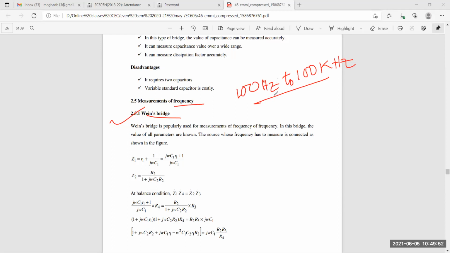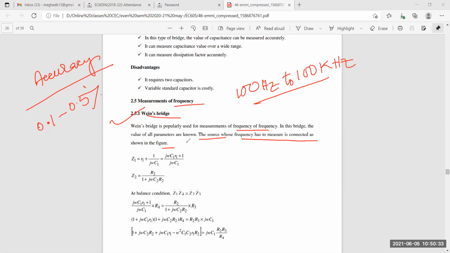If we talk about accuracy, the accuracy of this bridge lies between 0.1 to 0.5%. Okay, so this is the accuracy of the bridge. And the bridge is used for various other applications also: capacitance measurement, harmonic distortion measurement, harmonic distortion analyzer, and high frequency oscillator. The main work of this bridge is to measure frequency. The source whose frequency has to be measured is connected as shown in the figure.